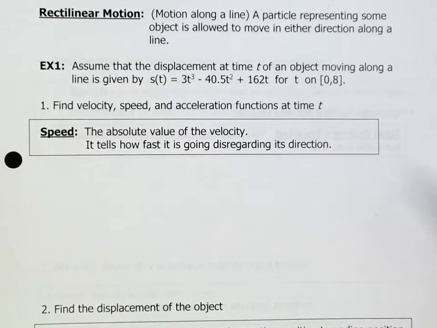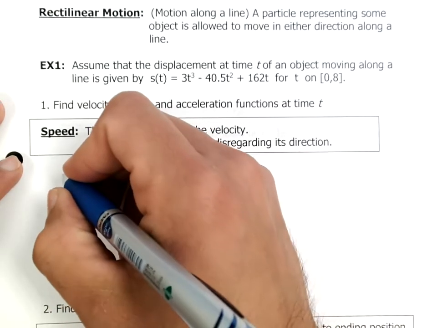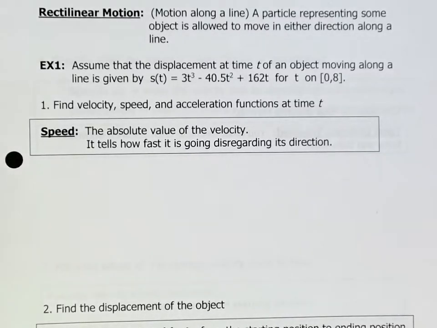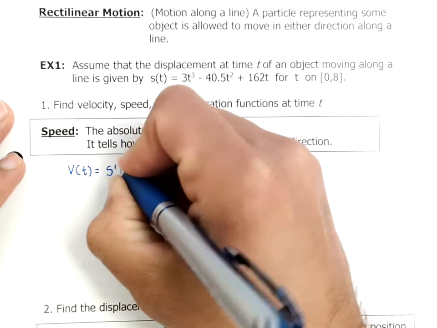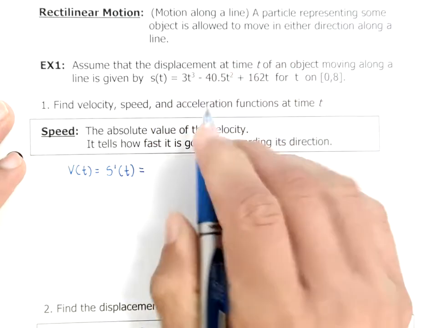Now it says, assume that the displacement at time t of an object moving along a line is given by the function s of t equal to 3t cubed minus 40.5t squared plus 162t for t on interval 0 and 8, and it includes 0 and 8. So the first thing we're going to do is find velocity, speed, and acceleration functions at time t. To figure out the velocity at time t, remember velocity is the derivative of the position function. So we're going to take the derivative of this.